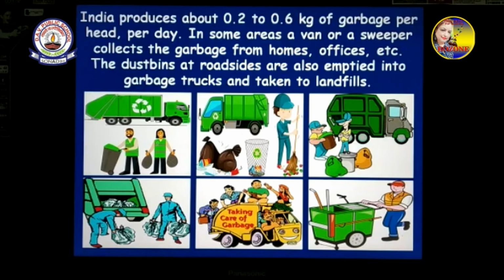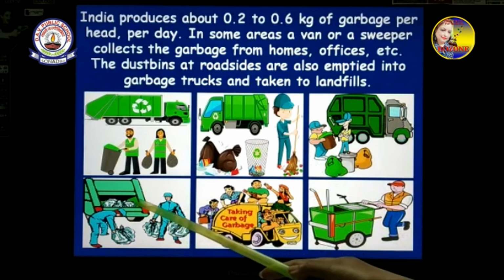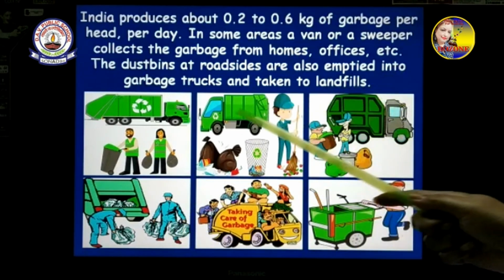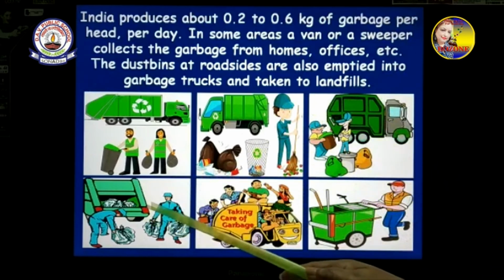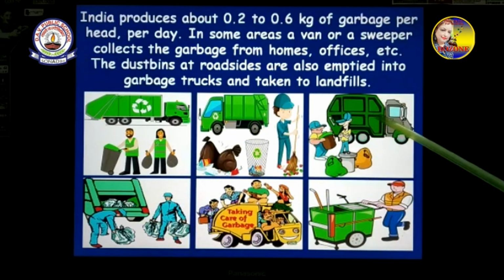You see, disposing of the garbage from homes, offices, etc. Vans come and take away all the garbage. The dustbins at roadsides, we have many dustbins at the roadsides, are also emptied into garbage trucks and taken to landfills to fill the areas. All these dustbins are emptied, put in these trucks, and then they are taken to the places to empty it in the landfill areas where the land is not leveled. To make it into level land, they fill it there. Understood?